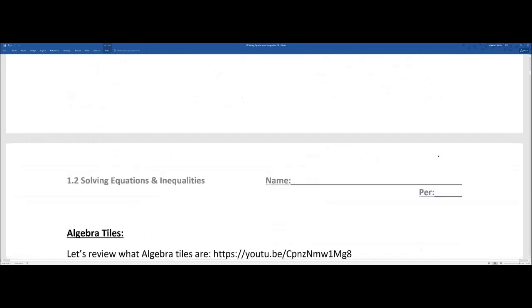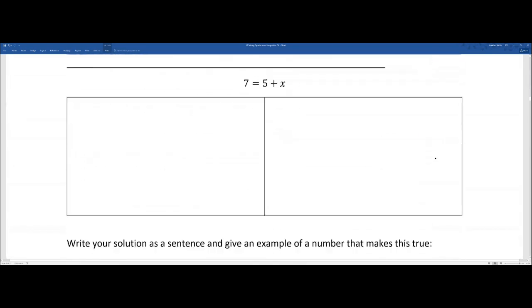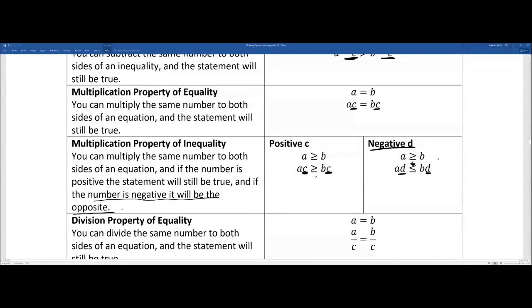Oops. Let me scroll back down. So this is one of the special cases to definitely remember.